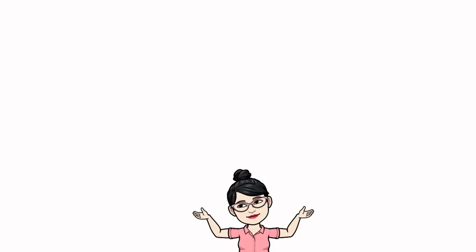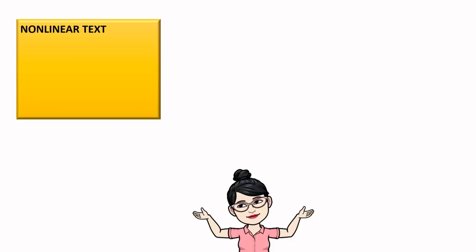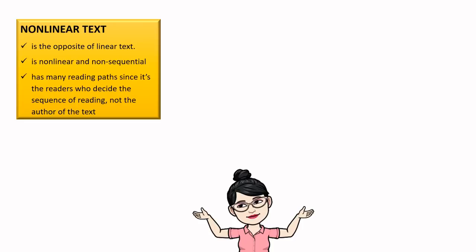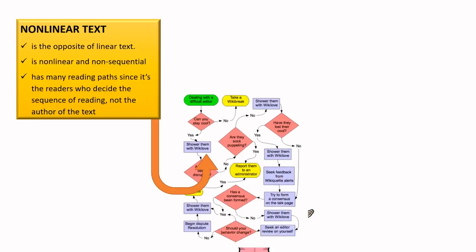What is nonlinear text? Nonlinear text is the opposite of linear text. As its name suggests, it is nonlinear and non-sequential. This type of text has many reading paths, since it's the readers who decide the sequence of reading, not the author of the text, just like in this example.